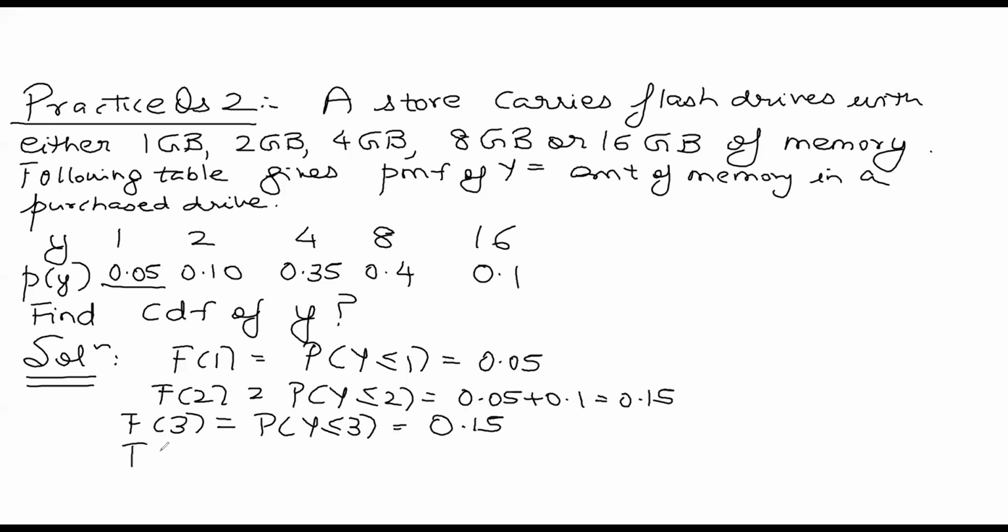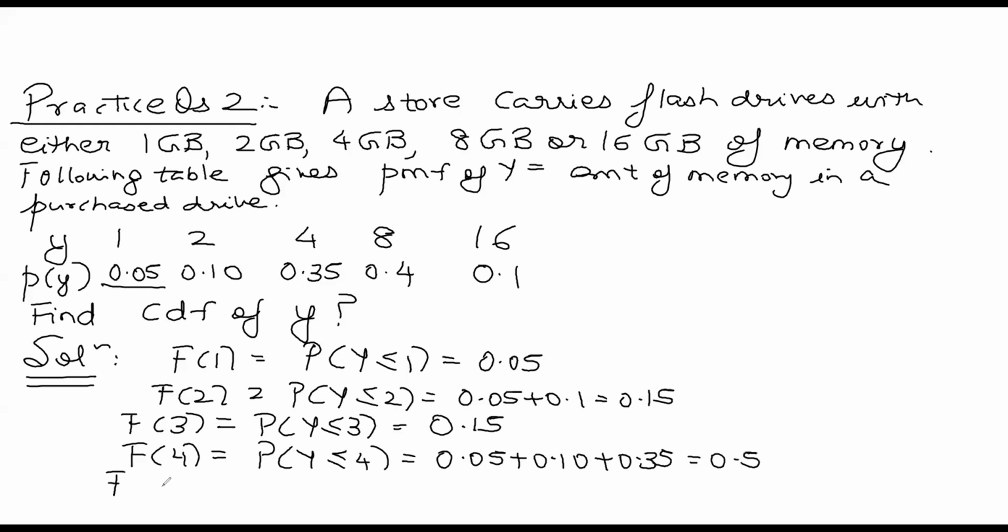But if I find f of 4, the probability of y less than or equal to 4, which will be 0.05 plus 0.10 plus 0.35, which is going to be exactly 0.5. Similarly, f of 8 will be the probability of y less than or equal to 8. Now, if I choose anything between 4 and 8, the answer will still be 0.5. If I choose anything between 3 and 4, the answer will still be f of 3 only. If I choose anything between 2 and 4, the answer will still be f of 2, 0.15, and so on.